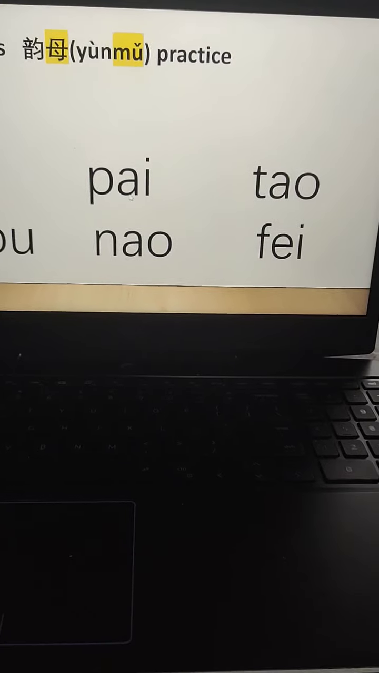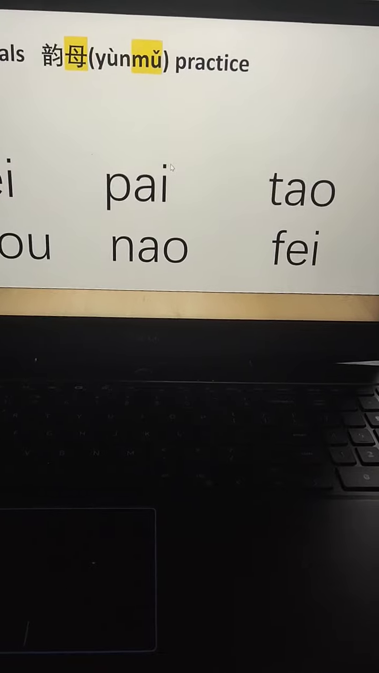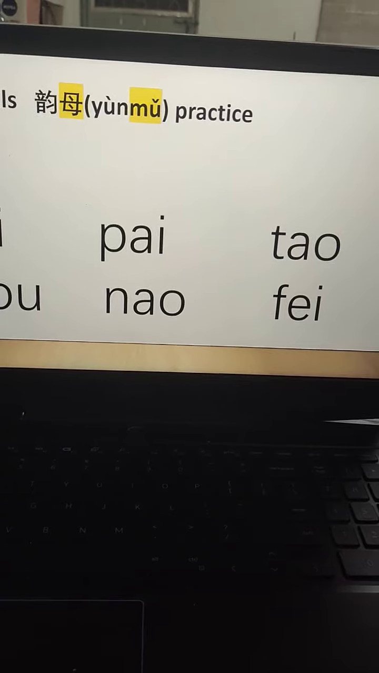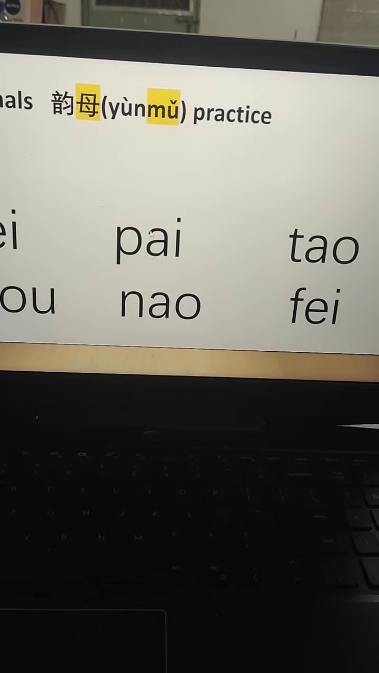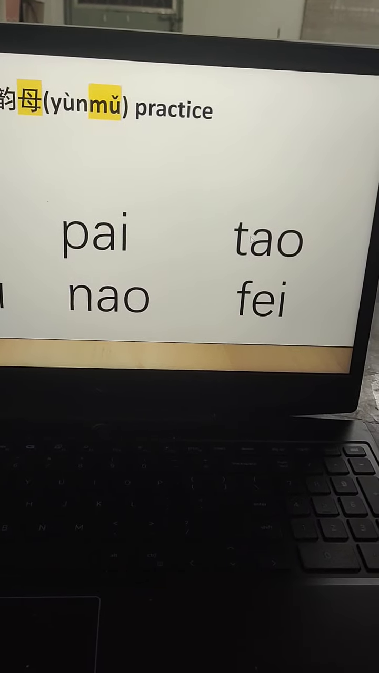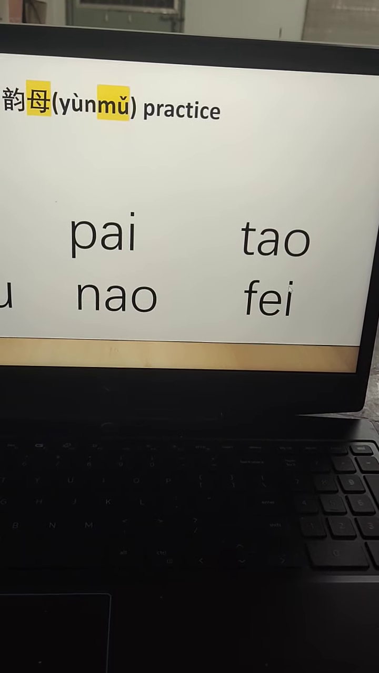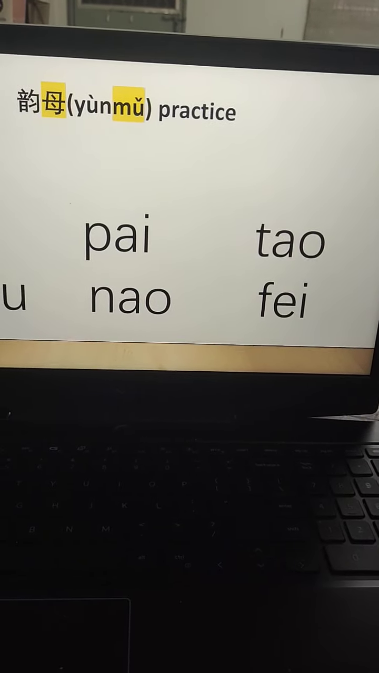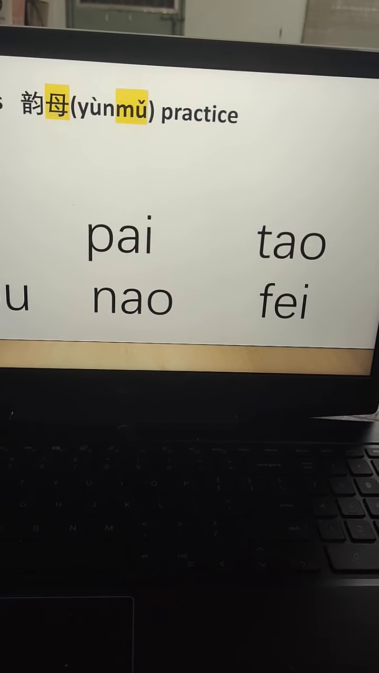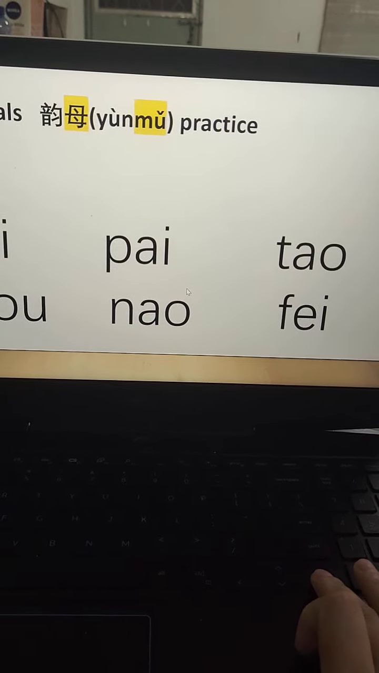Okay, so there are no tones here, right? We can put the four tones later. Make sure you can pronounce these. Let me check you. Pai. How to pronounce this one? Tao. How to pronounce this one? Fei. Okay, how to pronounce this one? Mou. How to pronounce this one? Bei. How to pronounce this one? Nao. Okay, very good.